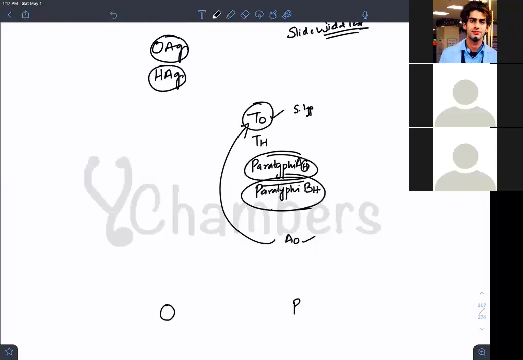Sir, why are you not writing paratyphi AO? Why are you not writing paratyphi BO? Because antigens cross react. These antigens cross react with this typhi. You will not be getting any normal result. You will be confused. There may be false positive cases, false negative cases.